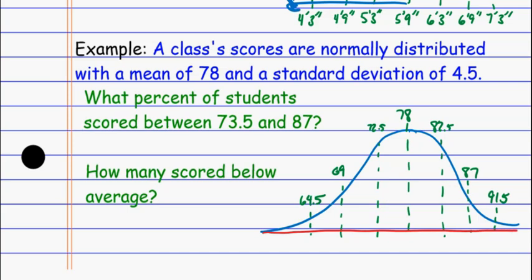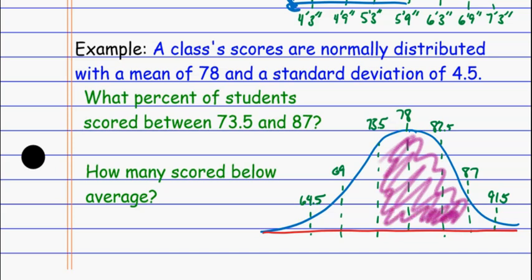And now it says what percent of students scored between a 73.5 and an 87. So once again, I'm looking at 73.5. Oh, I put a 72 there. That's my mistake. This one should be a 73.5. So between a 73.5 and an 87, well, that's this right here. I want to know what that area is, okay?